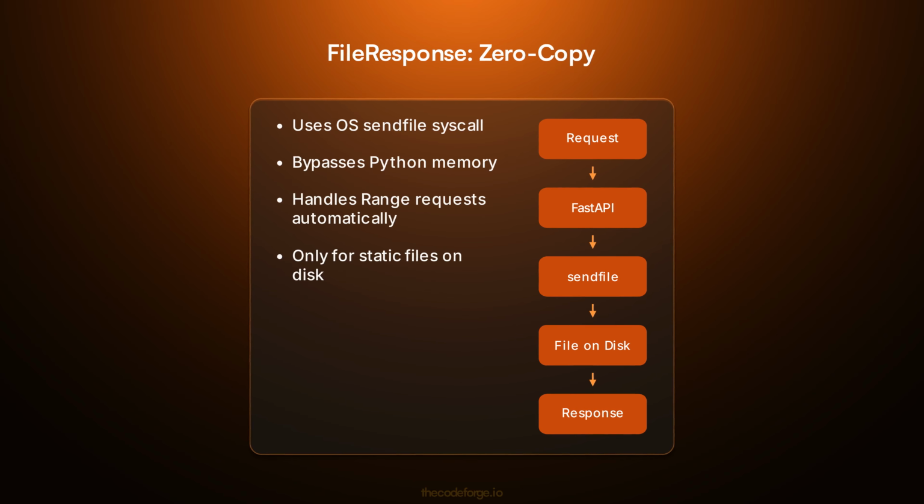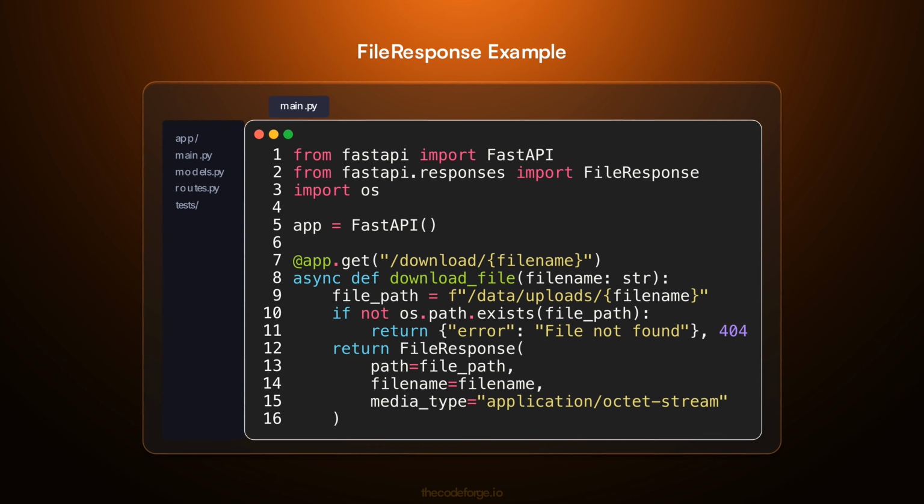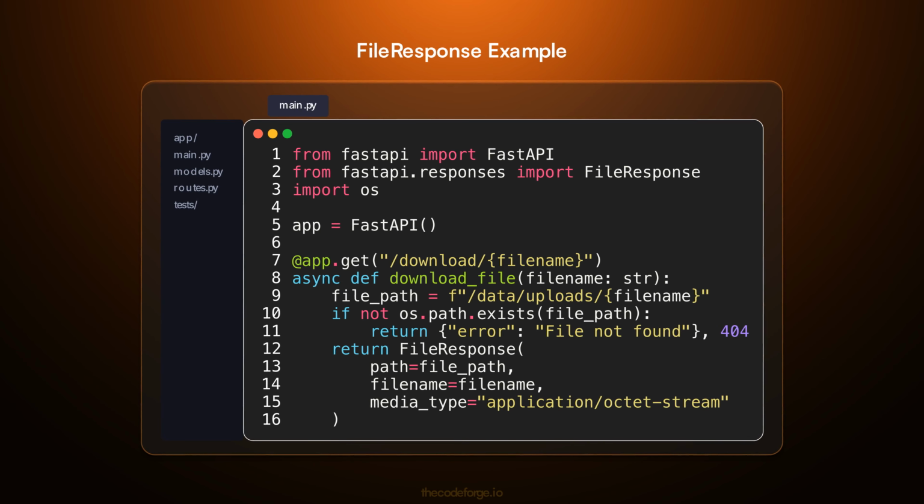FileResponse uses the operating system's sendfile to transfer data directly from disk to network, bypassing Python's memory entirely. It also handles HTTP range requests for pause, resume, and video seeking. Here's a file download endpoint using FileResponse. It automatically sets content type and content length and handles range headers for free. Just pass the file path and optional file name override.